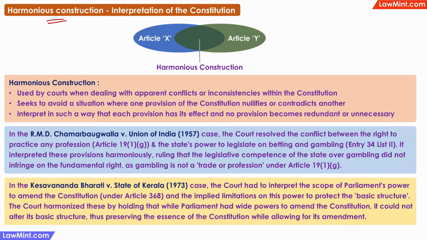The same principle is used while interpreting the Constitution as well. If there is an inconsistency or a conflict or a contradiction between two articles of the Constitution, then the harmonious construction approach is used. The idea is that all the articles of the Constitution must carry similar weightage and similar importance because they have been intentionally put into the document by the framers. So, one article cannot be interpreted to cancel or to nullify another article.